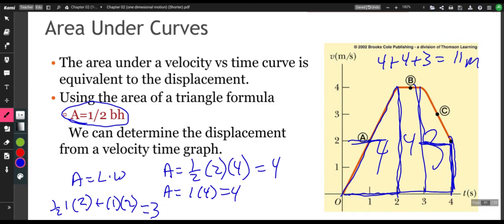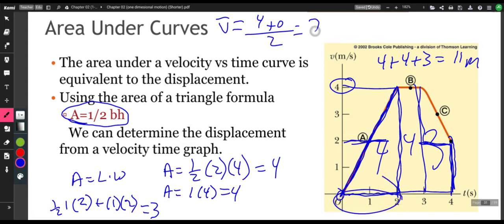So the average velocity here, and this only works when we have an acceleration that is constant, which means that the slope of the line is not changing. In that case, the average velocity is going to be equal to the final velocity of 4, plus the initial velocity of 0, divided by 2. So the average velocity here is 2. That only works again when acceleration is constant.